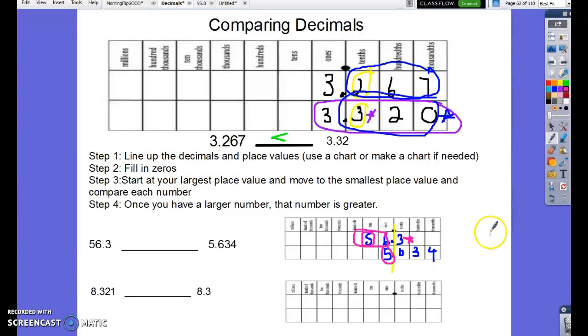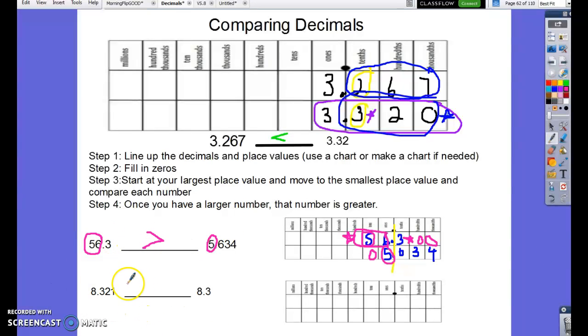But if I go through my steps, I've lined up my decimals, I'm going to fill in my zeros, and then I'm going to start at my tens place. Again, the 5 and a 0 means that this is larger. So 56 and 3/10 is larger than 5 and 634 thousandths. And if you think about it, 56 as a whole number is larger than 5. So we always want to start with those whole numbers before we go to the decimal.